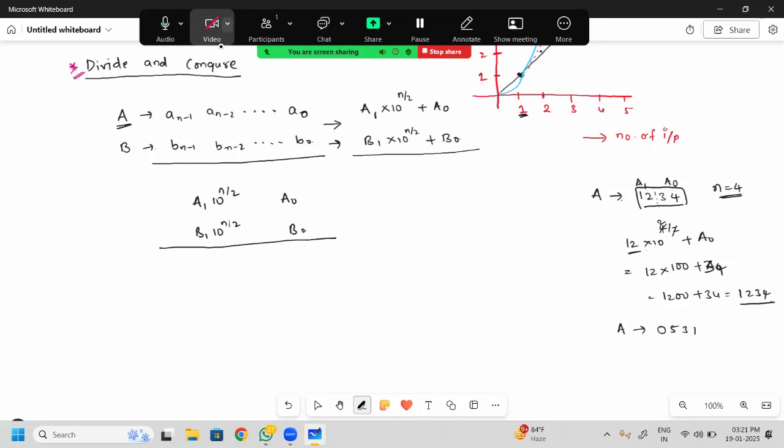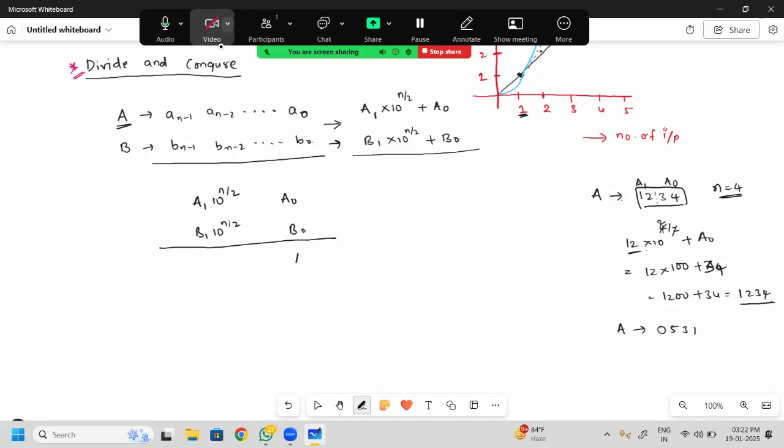So don't get confused by writing 10 to the power of n by 2, which conveys in which place this A1 needs to be written. If I do not write 10 to the power of n by 2, which place is to be considered? For example, if it is units place, it is tens place. The tens place is represented by this expression. So don't think I also need to compute this value, no need. Next, I am going to perform the multiplication operation on this.